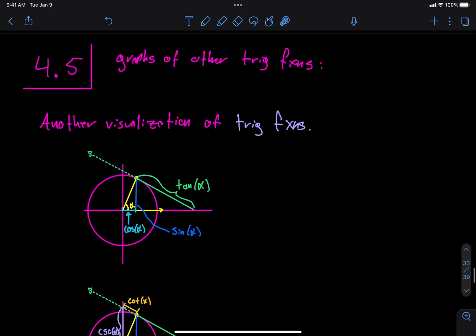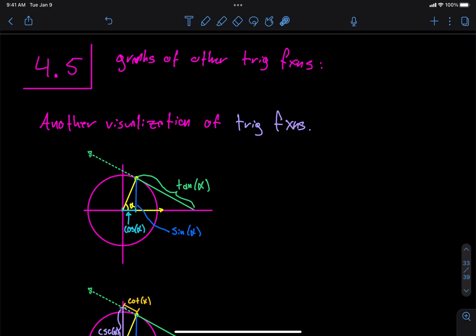So new section, and we're going to talk about the graphs of all the other trigonometric functions, okay? So sine, cosine, and tangent we've already done, but we're also going to talk about secant, cosecant, and cotangent, and look at their graphs. So before I do that, anytime that I can, I want to see if I can give you multiple representations of the same thing. So I want to show you a couple other ways of visualizing the other trig functions.